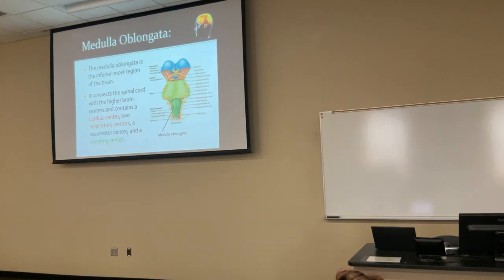The vasomotor center regulates blood pressure. It does that by controlling the diameter of the blood vessels in the body. And then also there's a vomiting center. There's a reflex center for the vomiting reflex. Vomiting is actually a reflex. It's an involuntary reflex, and it's integrated in the vomiting center located in the medulla oblongata.